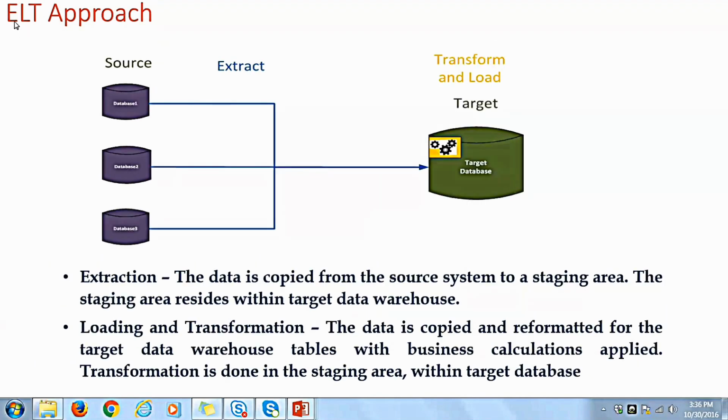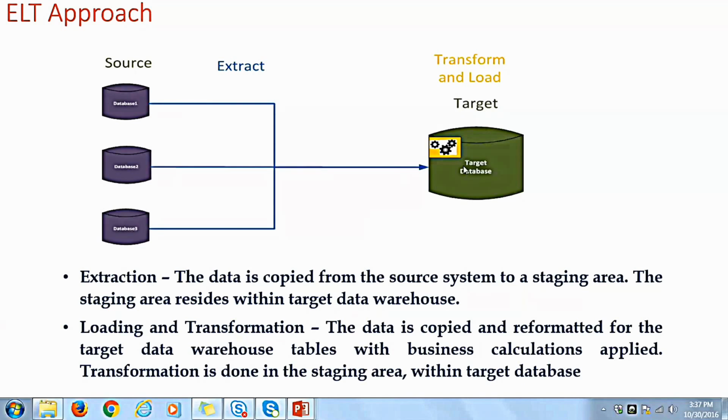ELT is a new approach of moving data from source system to target system. The process can be explained better in terms of loading the data from the source system into a data warehouse. During the extraction phase, data is copied from the source system to a staging area. The difference here is that the staging area resides within the target data warehouse. So there is no separate database or separate data server for the staging area. The staging area resides within the target database.